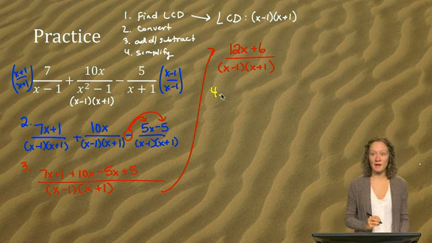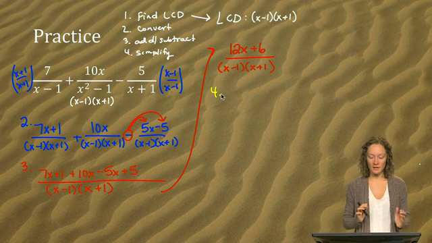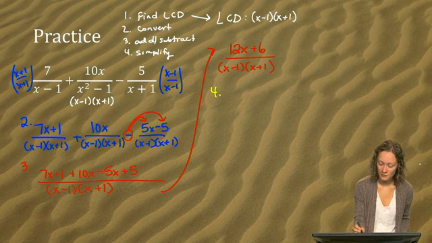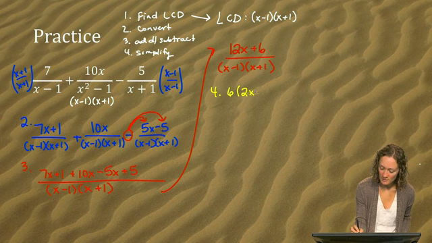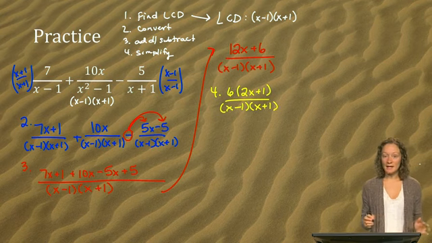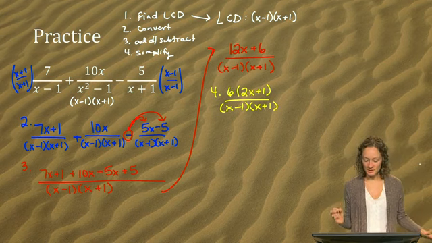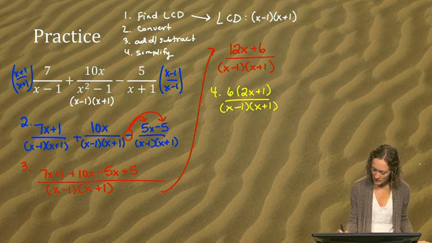If we're going to simplify, we have to check if we have any common factors on the top and bottom. So let's go ahead and factor the top. They look like they have a 6 in common, so we'll take that out, giving us 2x plus 1. On the bottom, x minus 1 and x plus 1 stays the same. Doesn't look like anything cancels, so this must be the completion of our problem.